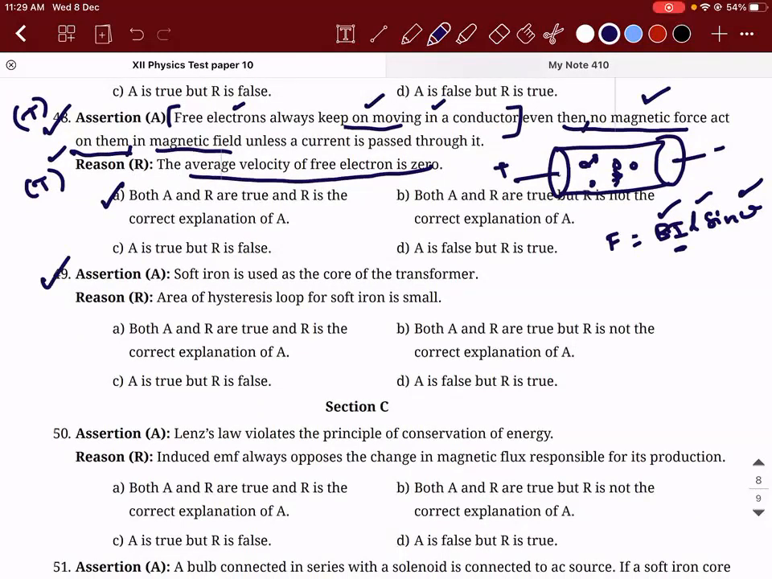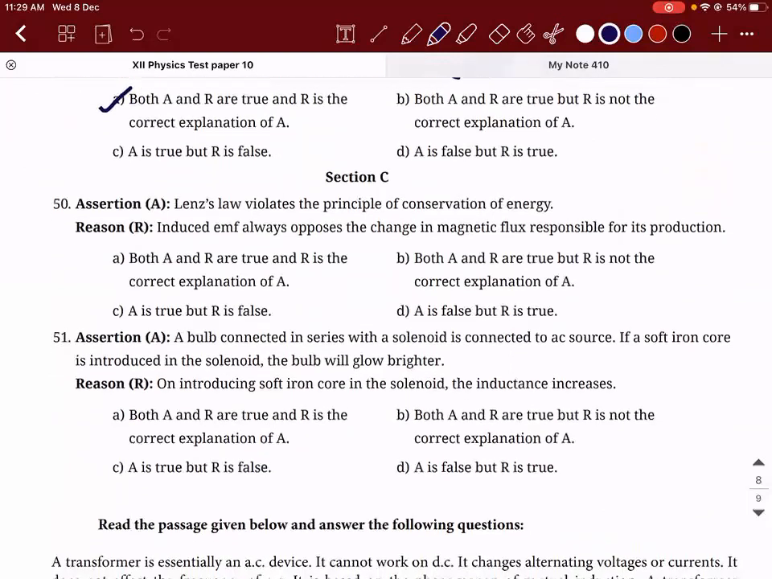Next. Soft iron is used as the core of the transformer, no doubt. Why is it used? Because the area of the hysteresis loop for soft iron is small. Is that right? Yes, it is. So both are right. Lenz's law violates the principle of conservation of energy. False. So A is false, R is true.